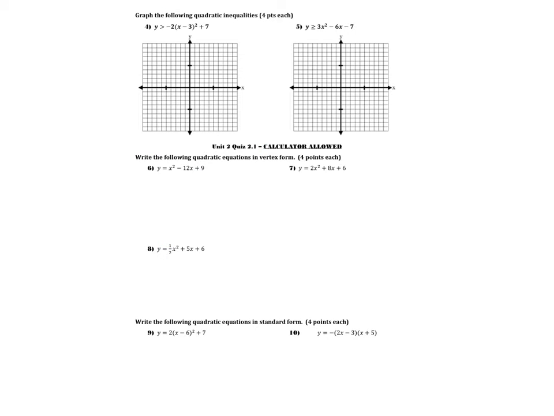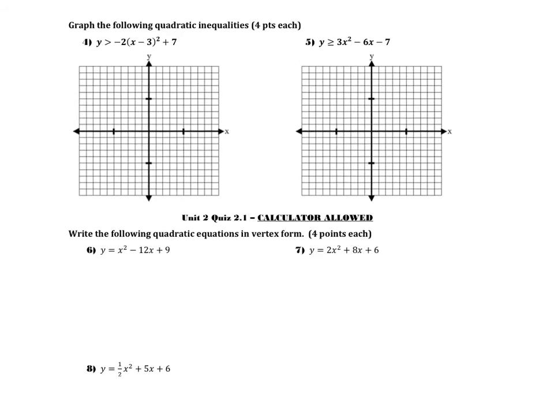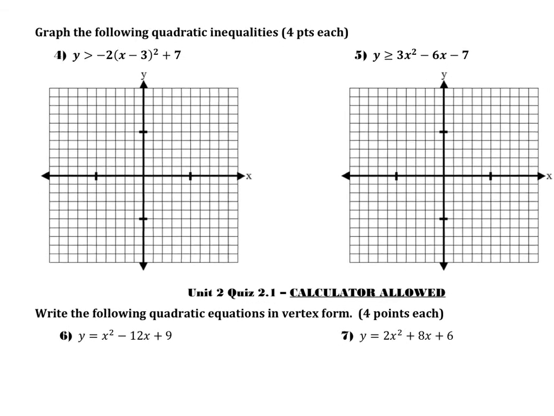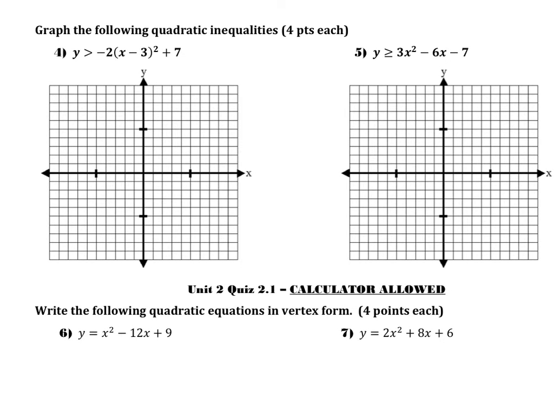On the back were two graphs of graphing quadratic inequalities. So when we graph these, we graph them the same way we're going to graph parabolas. We just have to remember a couple extra things about our type of line and where we shade.